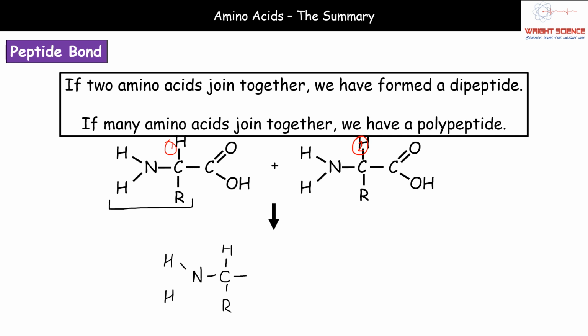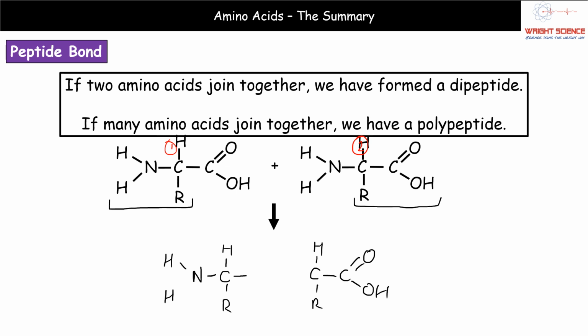We're going to do the same thing on the other side, focusing on the other end of amino acid 2. So we put our carbon in place, the R group, the hydrogen, and that joins on to our carboxyl group.